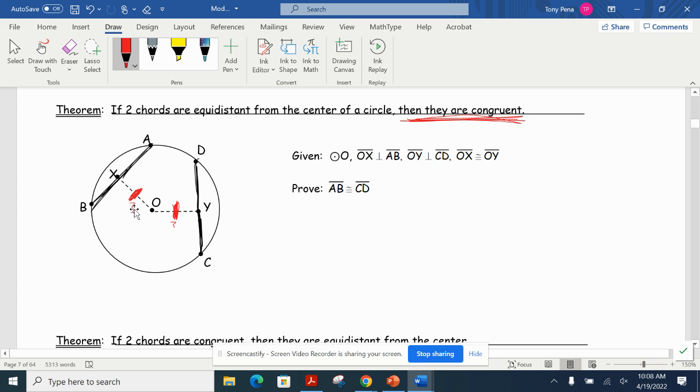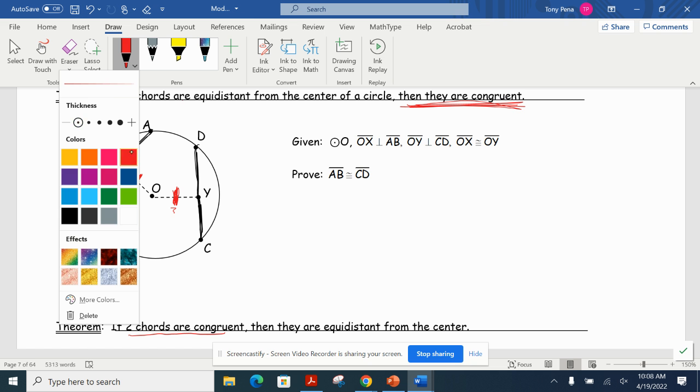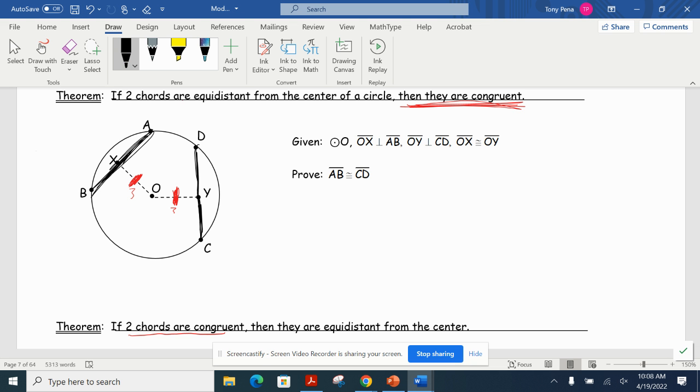Okay. The other one is largely the exact opposite. If two chords are congruent, so now if I tell you that these two chords are congruent, then we know they are equidistant from the center. Okay, then these have to be the same. So basically, if these are the same, then the chords are congruent. Or if the chords we know are congruent, then their distances are congruent. Okay, one and the same.